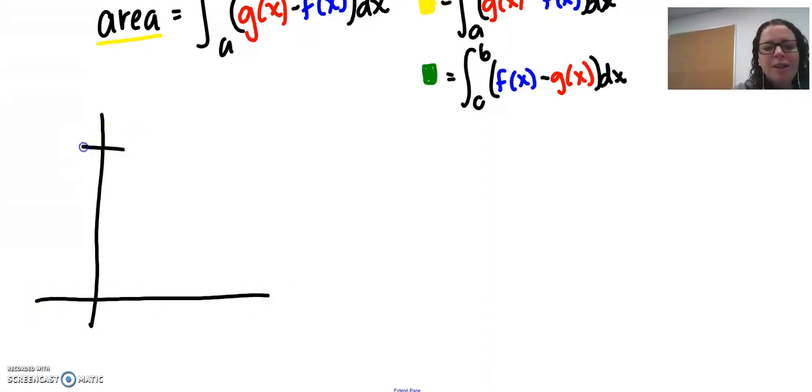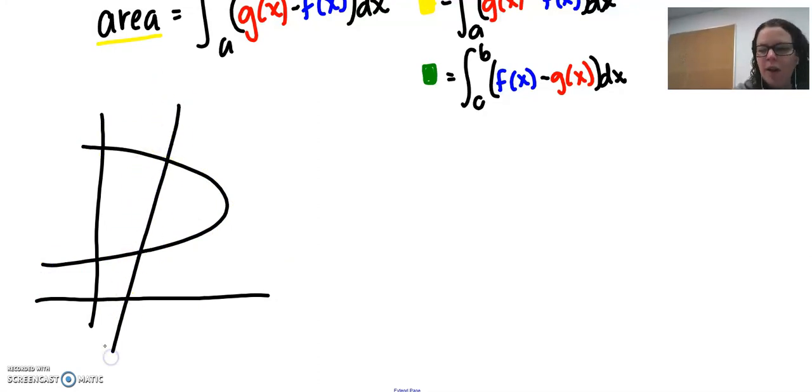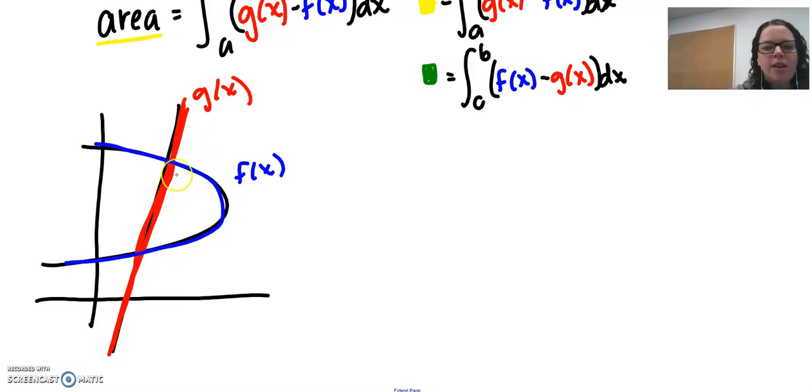All right, so we're going to start with this weird sideways parabola thing happening, and we're going to go with a line. We'll call this guy G. I should have stuck with my colors. That was a terrible line. All right. This one, a little better. We'll call this one f of x. Stick with that blue. And I would like to find this lovely yellow area here.